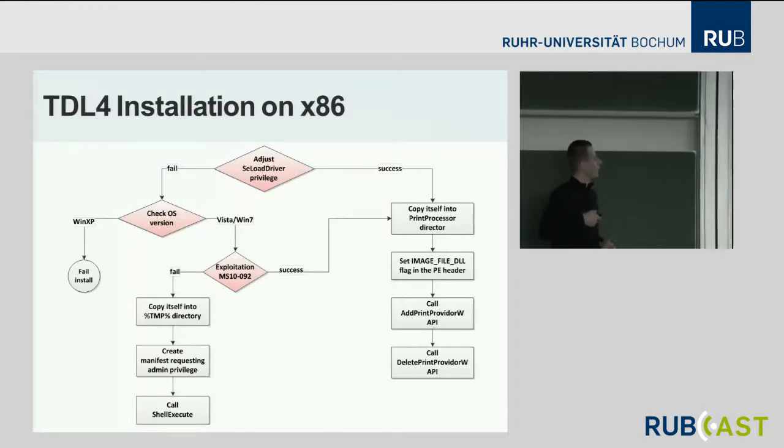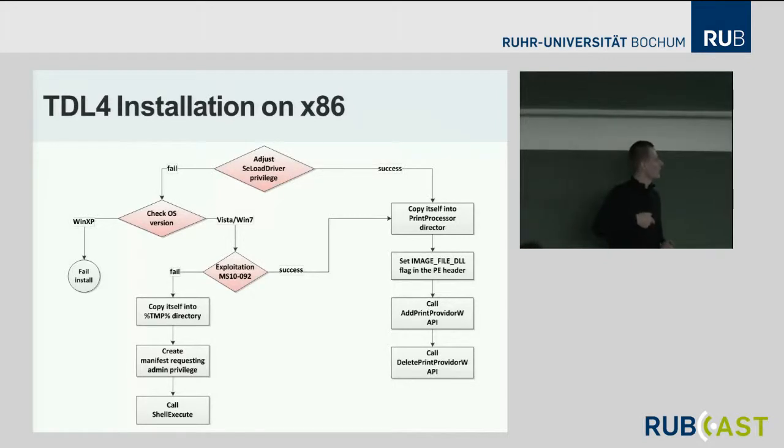In case it succeeds, it copies itself into the print processor directory and executes the add print provider API. This is a really nice trick which allows the malware to bypass software security systems. By executing the print provider API, it forces the print spooler, a Microsoft trusted system process, to load into its address space the copy of the rootkit copied in the print processor directory. As a result, this dynamic link library is loaded in the trusted system process, and most security software doesn't monitor this process, so it is supposed to be trusted, and the rootkit installs the kernel mode driver from this process.